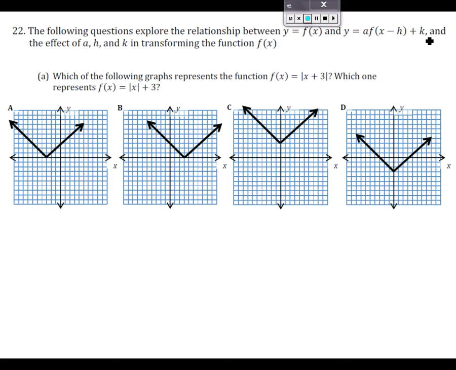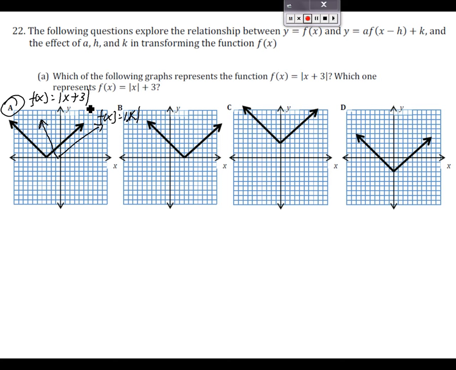So from the original graph, which is f of x, it should be like this here. This is the original y equals absolute value of x, f of x is equal to absolute value of x. So this moves 3 units to the left. So your choice is simply the A one. This is f of x equals absolute value of x plus 3, because this 3 being positive means it will move left 3 units.